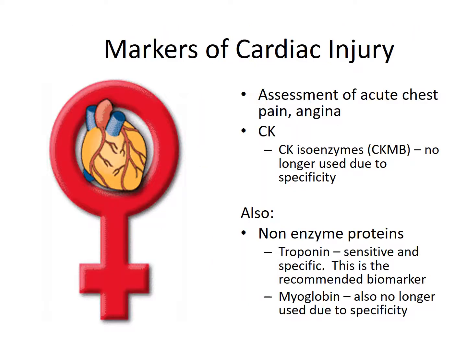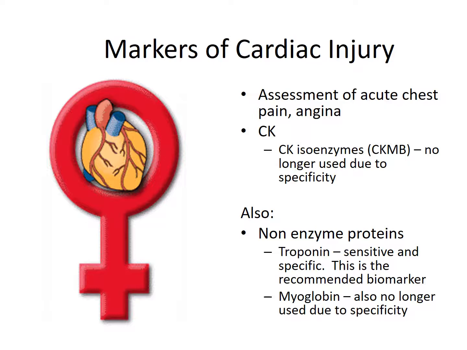The accurate diagnosis of injury to cardiac muscle requires biomarkers that are sensitive and specific. CKMB, which is an isoenzyme of creatine kinase, and myoglobin, a protein that is found in all muscle tissue, were formerly included in a panel of biomarkers used to diagnose injury to cardiac muscle. Neither of these are currently recommended, mainly because of lack of specificity. So in other words, they could be elevated due to issues that are not related to cardiac muscle.